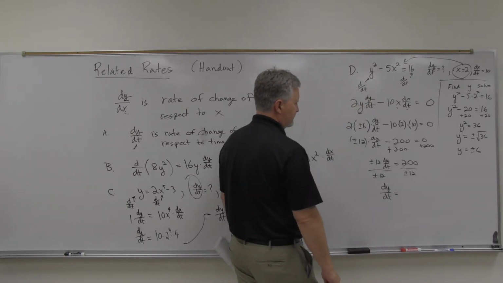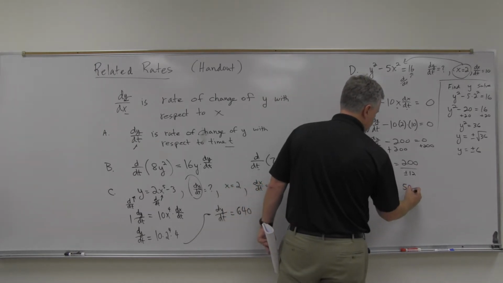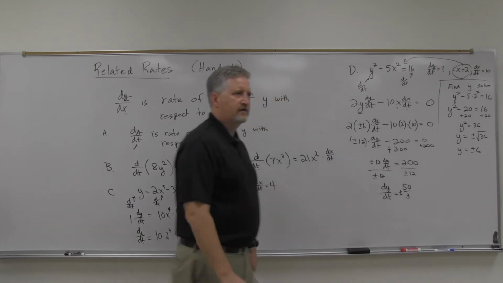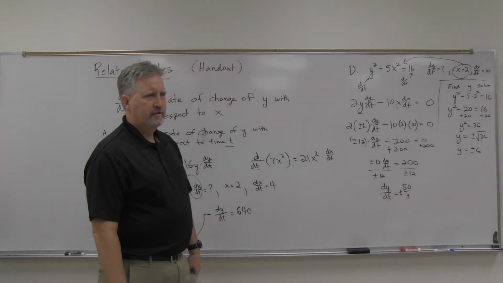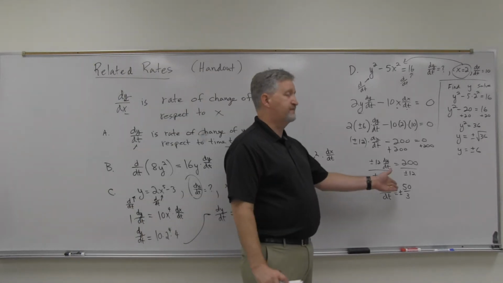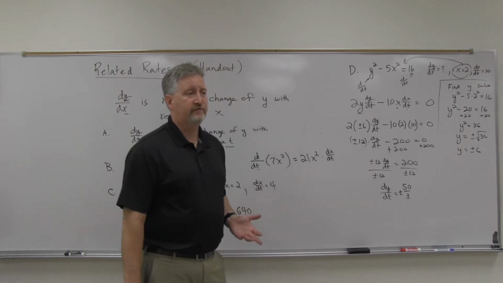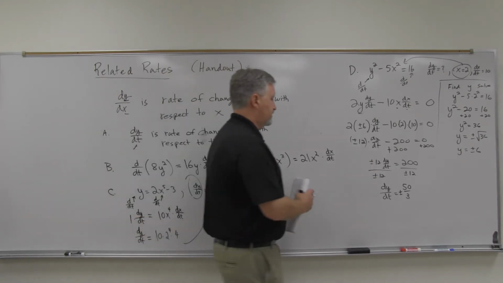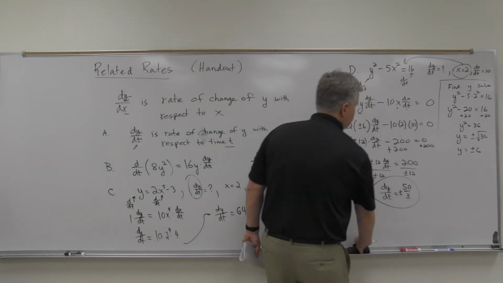Let's see, that doesn't go evenly. 50/3, I think, or some equivalency there, right? I believe so. So dy over dt could have a positive 50/3 or you could have a minus 50/3. Either one could be your dy over dt. Yes, question?